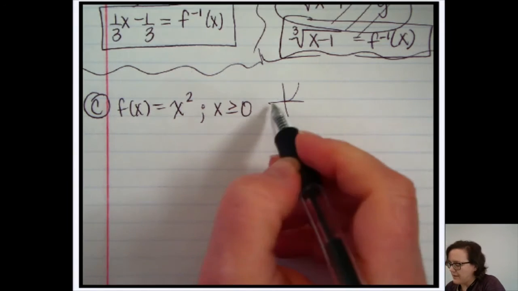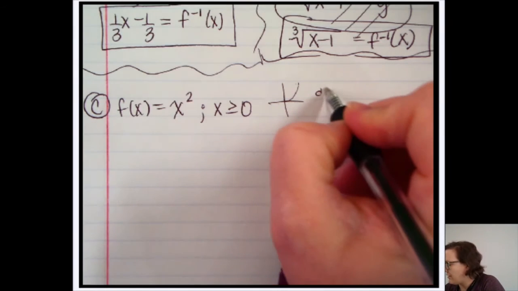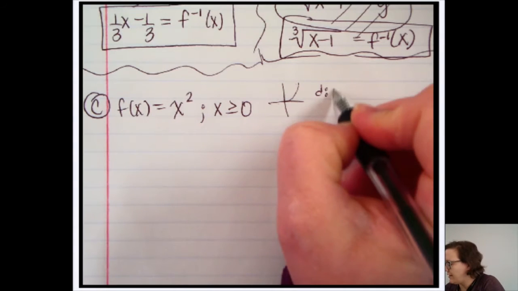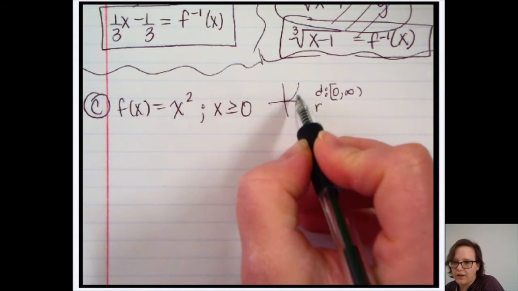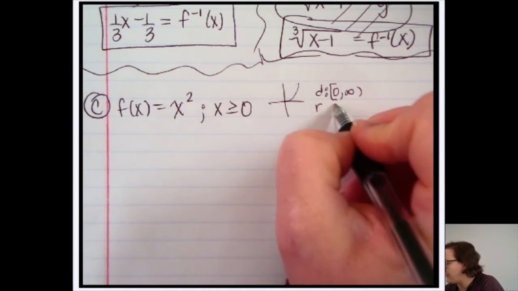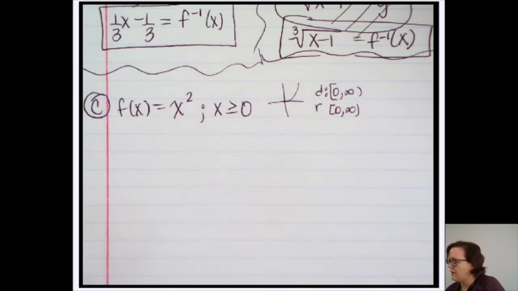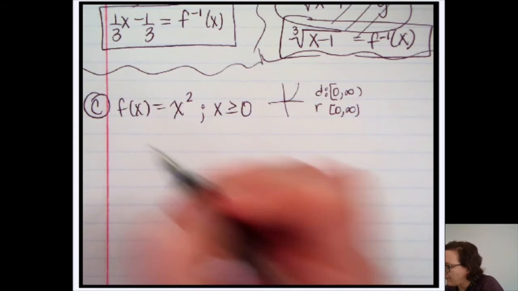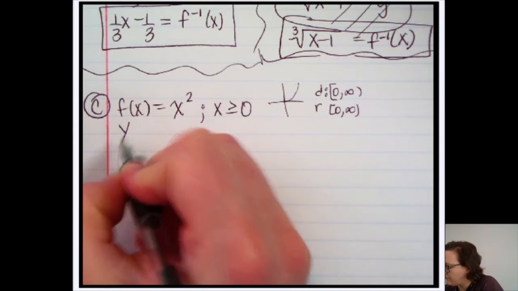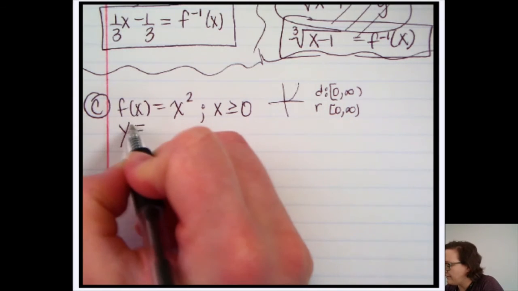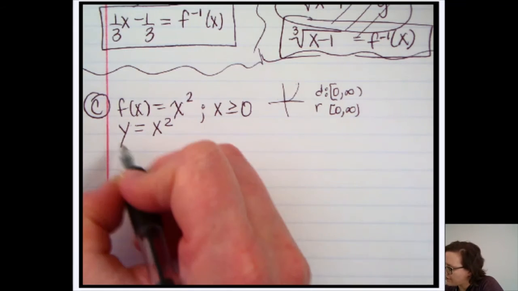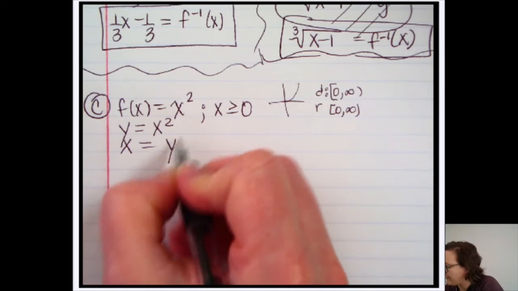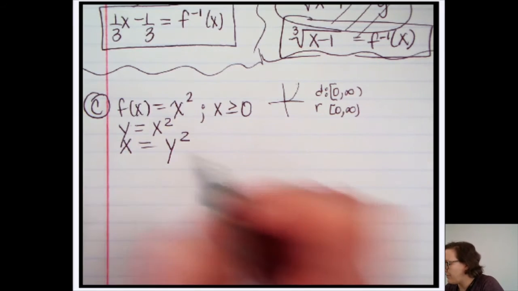So, and let's think about this a minute. Our domain on this function is 0 to infinity. What's our range? Well, it's all at the x-axis or above, so it's 0 to infinity. Okay. And we'll talk about why that's important in a minute. Okay. So we replace, in step 1, the f of x with y. So we get y equals x squared. Step 2, switch. So x equals y squared. Okay. Step 3, get y by itself.